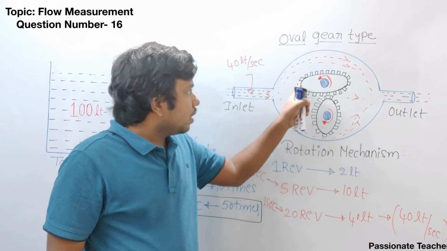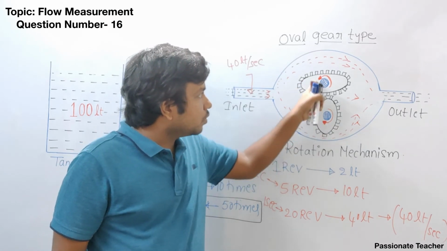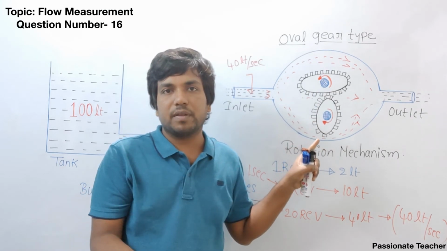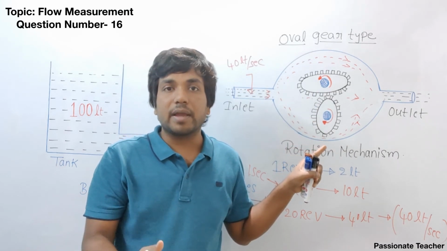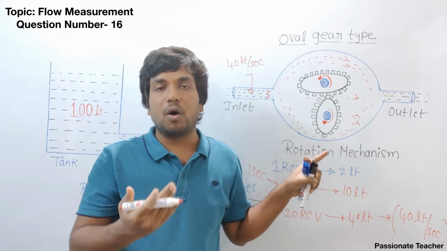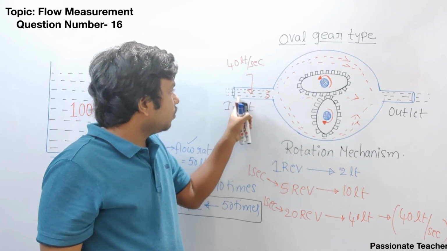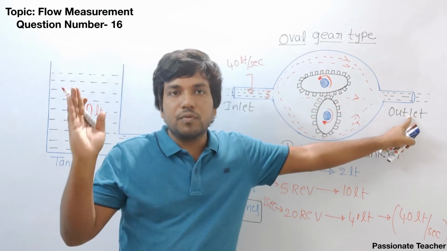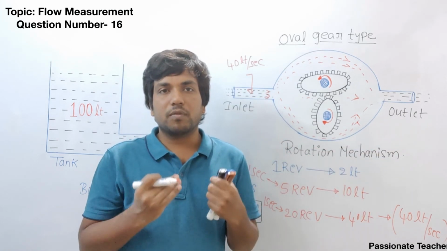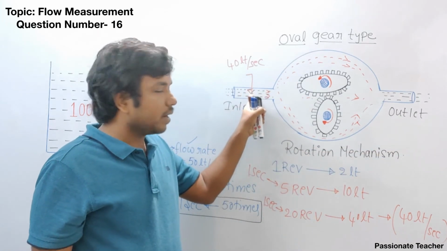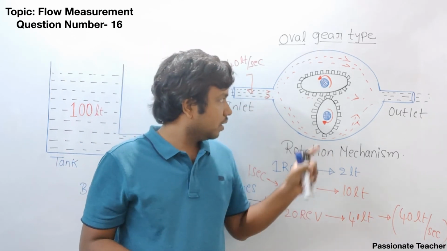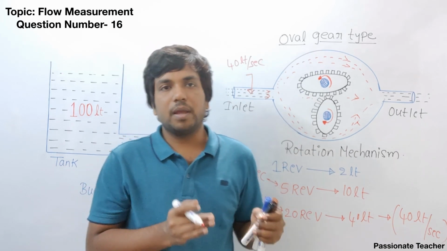If we can find the number of revolutions made by this particular wheel by using any proximity sensor like a tachometer or any angular velocity sensor, we can directly say how many liters of the fluid are flowing from this side to this side. And if we divide that by the unit time, we will be able to understand the total flow rate of the fluid entering at the inlet. This is the way we measure the fluid flow rate by using positive displacement type flow meters.